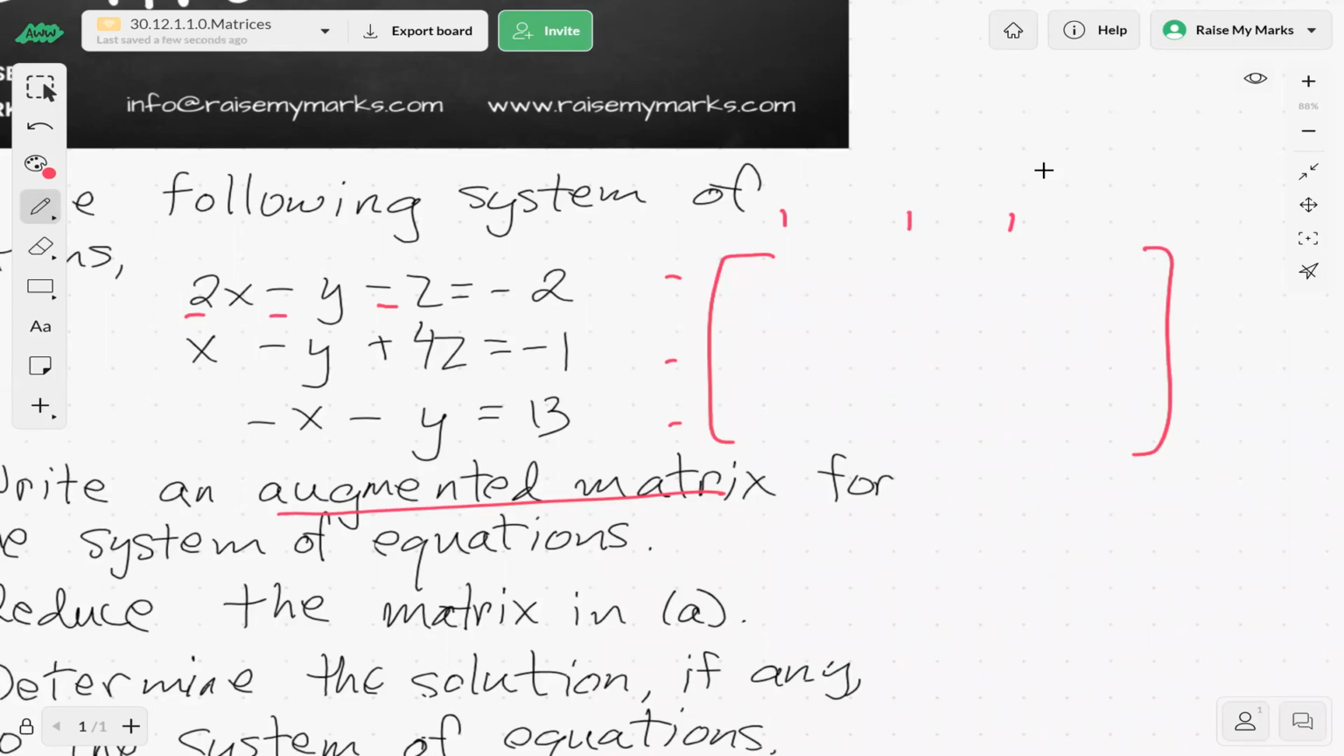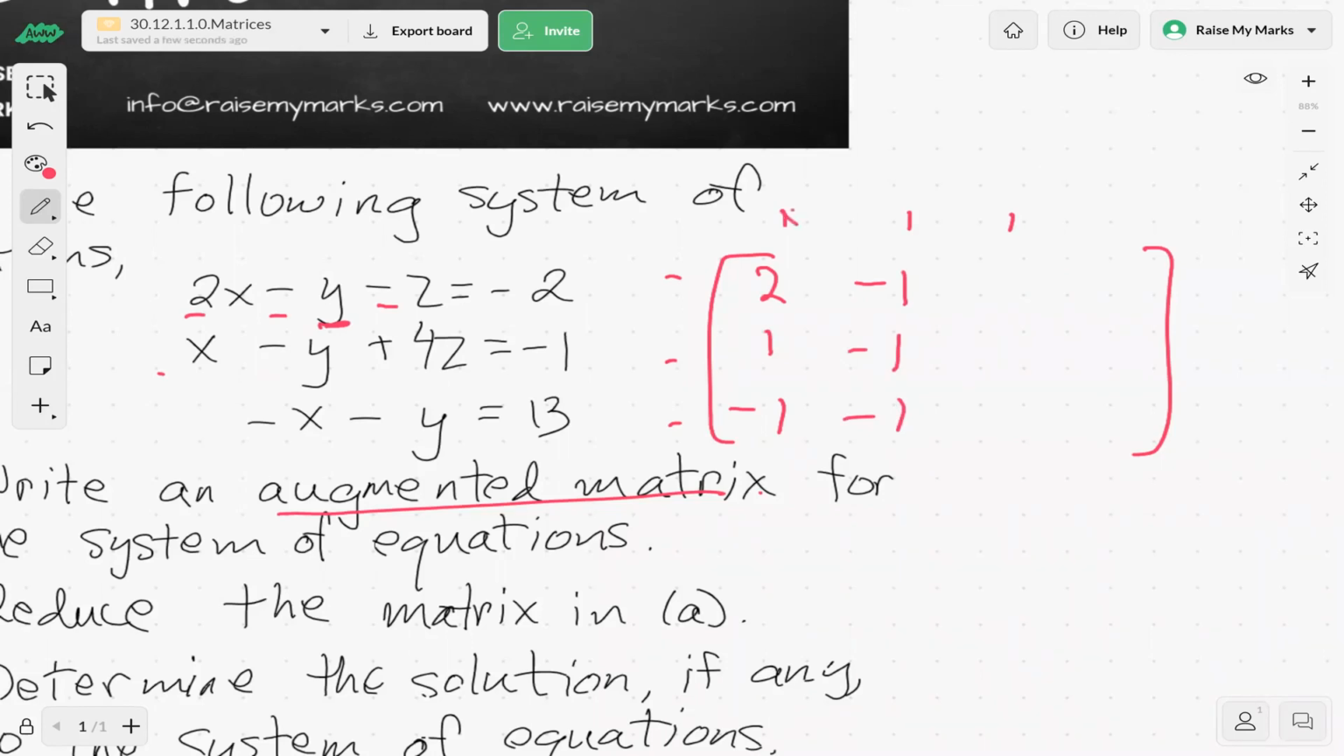So let's take the first column to represent the first variable x. In that first column, we're going to put all the coefficients of x for each of our equations. So we have 2, 1, and -1. The second column is going to represent the second variable, y, and we're going to look at all the coefficients of y for all 3 equations. In the first equation, it's -1, second equation, -1, third equation, -1 as well. So the coefficient of y for all 3 equations is the same, -1.